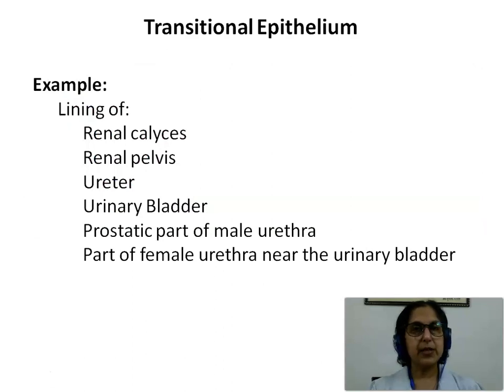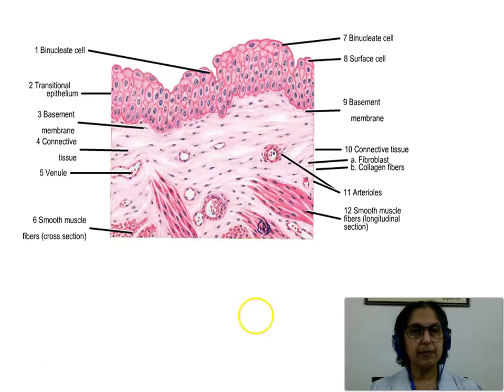Examples of where we see transitional epithelium in the body: lining epithelium of renal calyces, renal pelvis, ureter, urinary bladder, prostatic part of male urethra, and part of female urethra near the urinary bladder. This is a picture of the urinary bladder showing us the transitional epithelium. Basal lamina, deepest layer of cells having cuboidal or low columnar cells. Then are the polyhedral cells which become pear-shaped, and the superficial-most layer having dome-shaped cells, and a few cells showing two nuclei. That is the transitional epithelium.